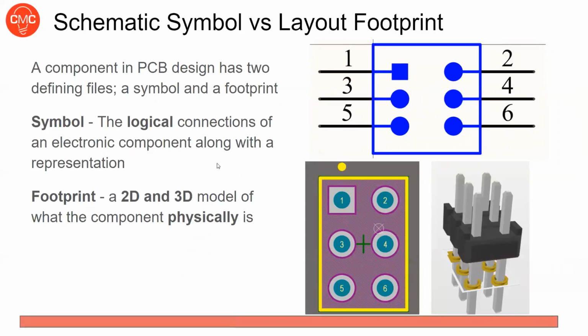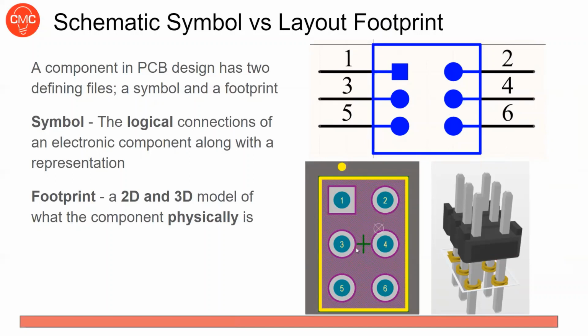A symbol is a logical connection of the component with a representation. So this is a symbol. It's a connector. It's showing you it has these pins, these are what numbers they are, and this is how you connect to them. It's just that. It's very, very basic. And if you had a resistor, it'd be one side, the other side, and then just a little resistor. That's it.